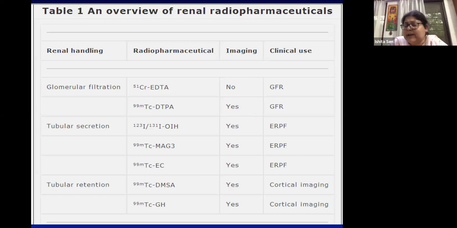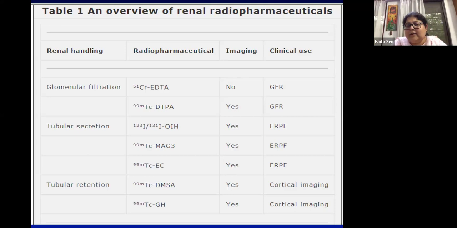Also, the extraction of most of these tubular secreting agents is better. Whether it is MAG3 or LLEC, with both of them you can get a reasonable assessment of renal function even with deranged renal function tests. If you have a creatinine of even up to 4, or severely deranged renal function, even in those situations, you can get a reasonable assessment of renal function with agents like MAG3 or EC.